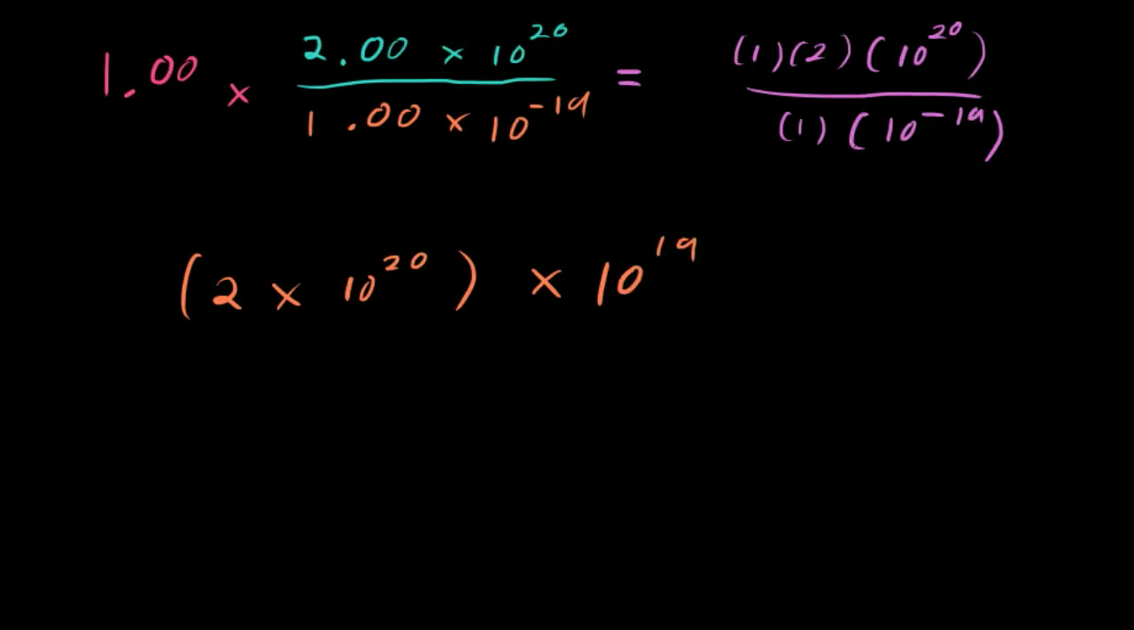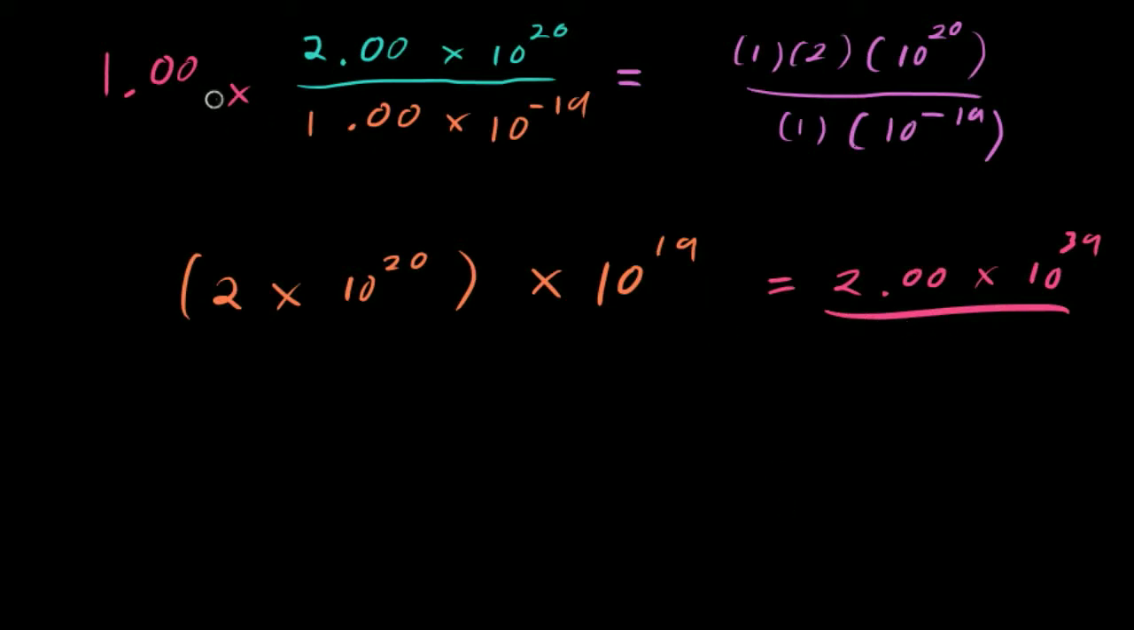What are we going to do with these two exponents? We're multiplying 10 to the 20th times 10 to the 19th, so we just add the exponents. It's going to be 2.00 times 10 to the 39th. This is what you should hopefully have gotten if you were trying to solve this expression.